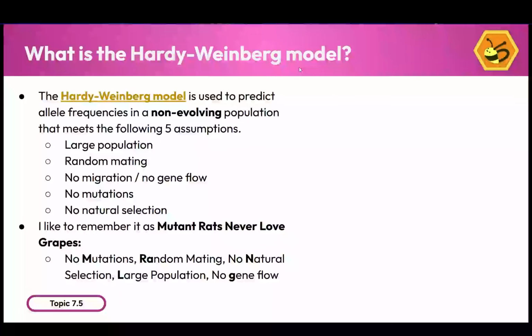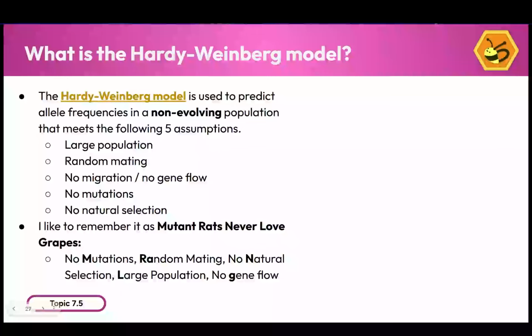How I remember them is "mutant rats never love grapes." You can make your own mnemonics, but I remember this as: no mutations, random mating as mutant rats, and then no natural selection as never, large population as love, and no gene flow as grapes. So, you can make your own mnemonic, but if that helps you, then I'm glad.